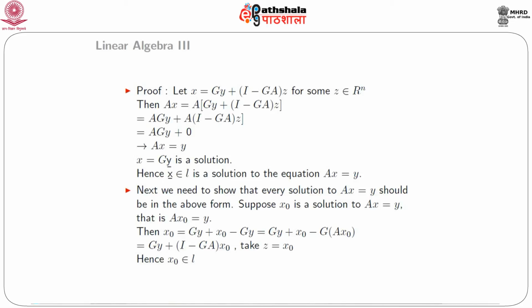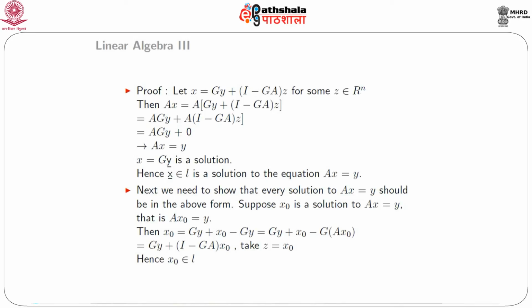Then x naught equal to Gy plus x naught minus Gy, that is Gy plus x naught minus GAx naught, that is Gy plus (I minus GA)x naught. Take z equal to x naught, hence x naught belongs to L.